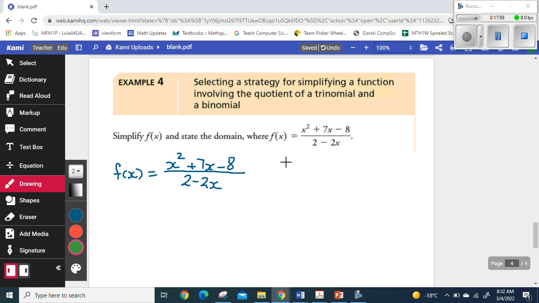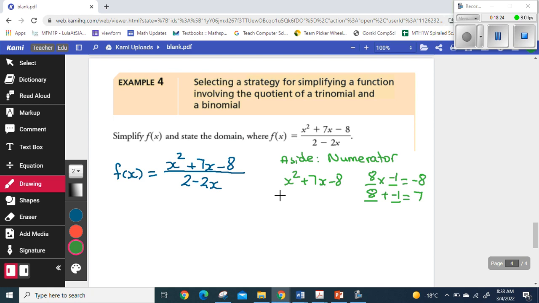So let's do a quick little aside here, and I'm just going to look at the numerator. My numerator is an x squared plus a 7x minus 8. So I need two numbers that multiply to equal my last, and then add to equal my middle. Not a lot of options here, is there? Looks like 8 and negative 1, because 8 minus 1 gives me 7. Because it's just a simple trinomial, we've got our x at the front of each bracket. One of the brackets gets your plus 8, and the other bracket gets your minus 1.